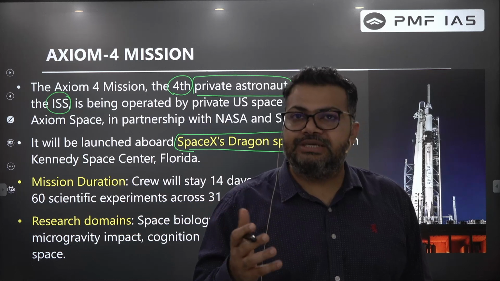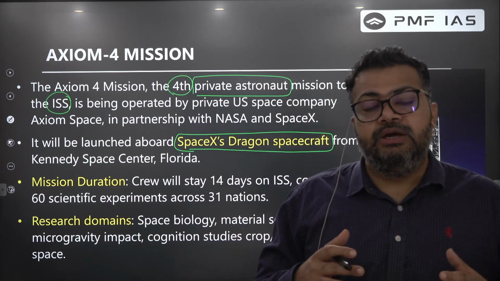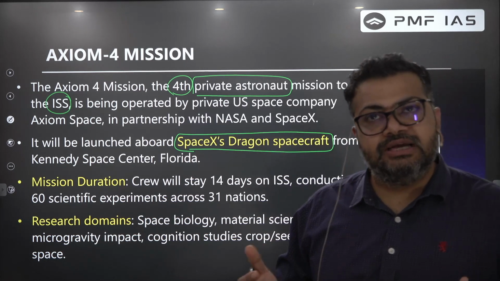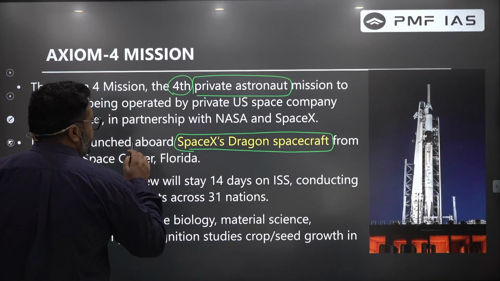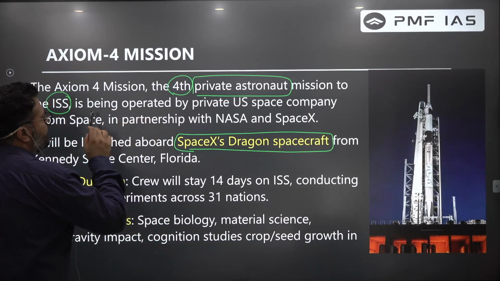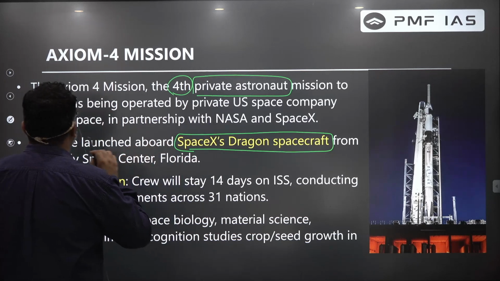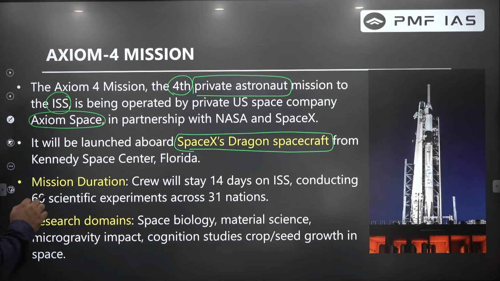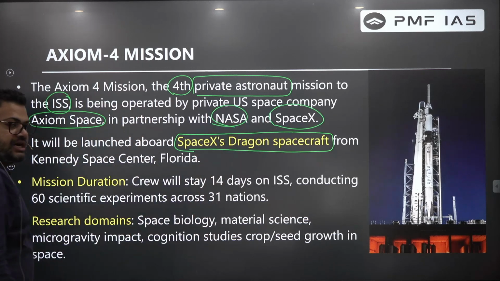So the International Space Station is basically kind of a shelter and a very massive laboratory in space. You can go there, conduct experiments, live there for a few days and then come back. Sunita Williams herself was there for nearly 8 months in a single stretch, right? So it's a privately funded mission where 4 astronauts are going to be sent to the International Space Station. It is being operated by the private US space company Axiom Space, who is sending them, in partnership with NASA and SpaceX. Both these organizations are in partnership.